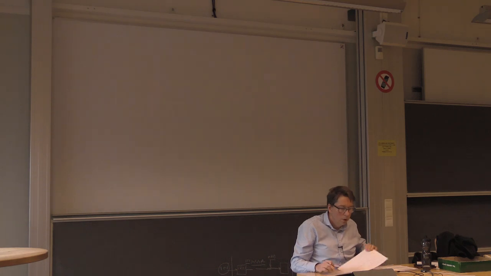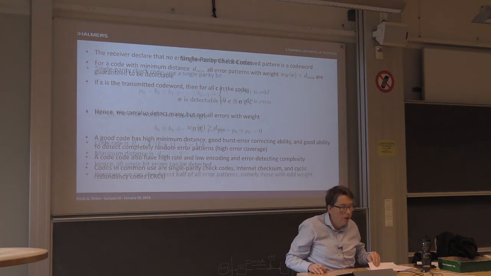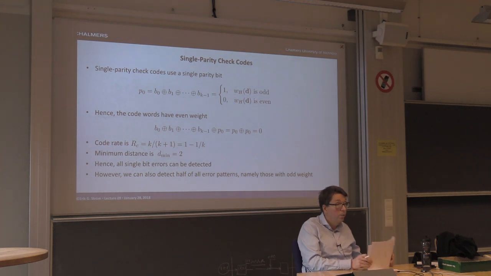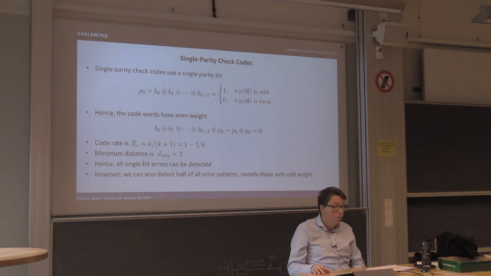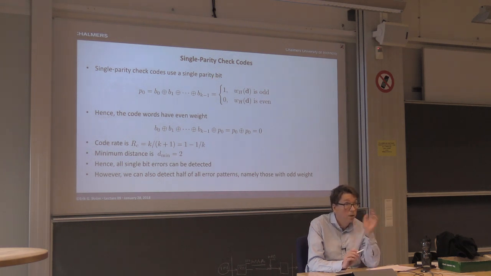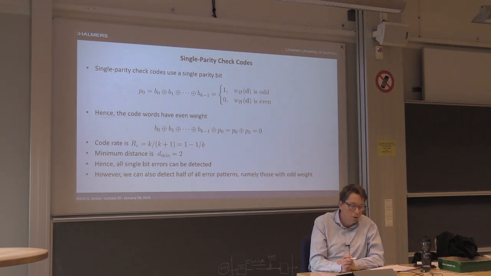Okay. So let's look at particular code constructions which are used in practice, and say something about their capabilities. The first one, and the simplest code that we can think of, is single parity check codes. These are codes which have a single parity bit or a single check bit. Check bit and parity bit are the same. They are also systematic codes.